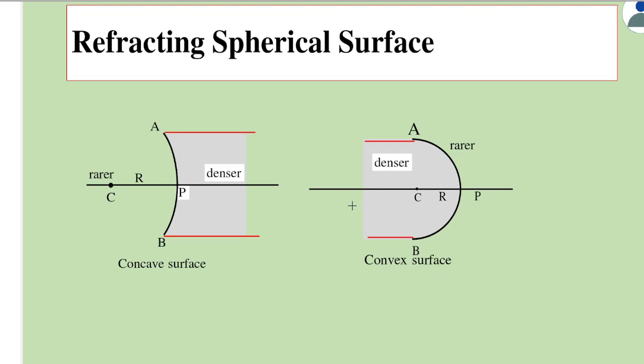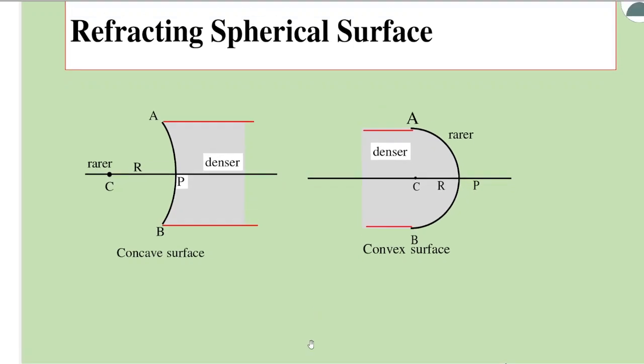To understand that the interface which separates the two mediums is not flat, it is spherical. So even here the whole thing is the material. For example, think of glass. Now the question is, what is concave and what is convex?